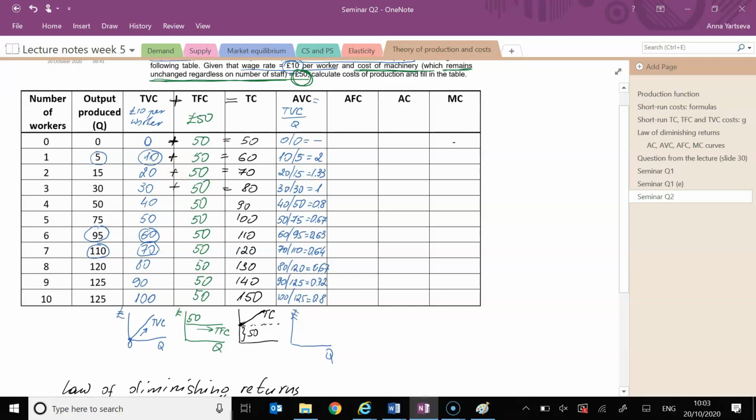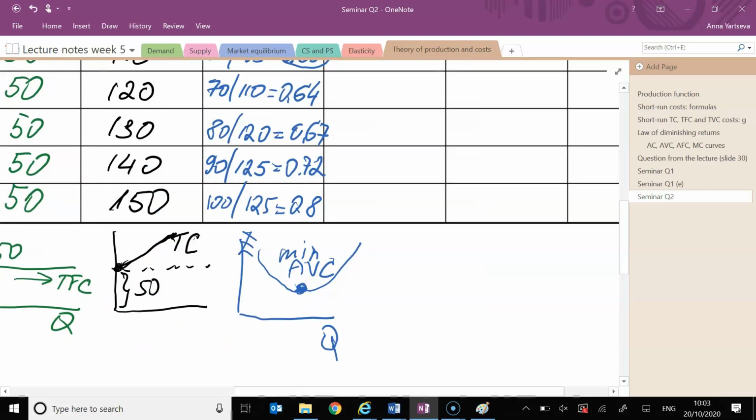We start at 2, then it drops: 1.33, 1, 0.8, 0.67, 0.63. In other words, as output increases, average variable costs go down. Then we've reached some point of minimum, and beyond this production level, average variable cost will start to go up again: 0.64, 0.67, 0.72, 0.8, and so on. So there will be some point of minimum of average variable cost. It goes down, reaches a minimum, then goes up again.